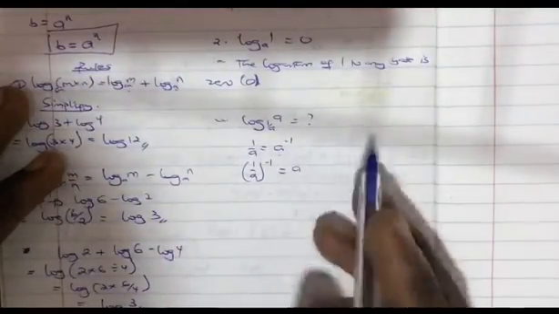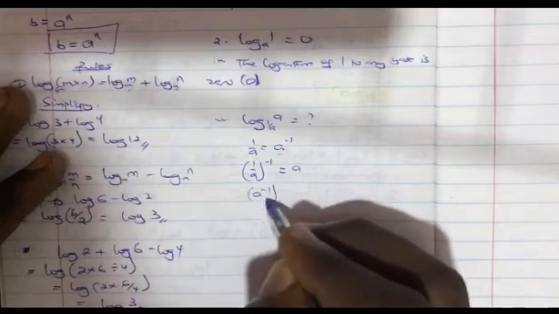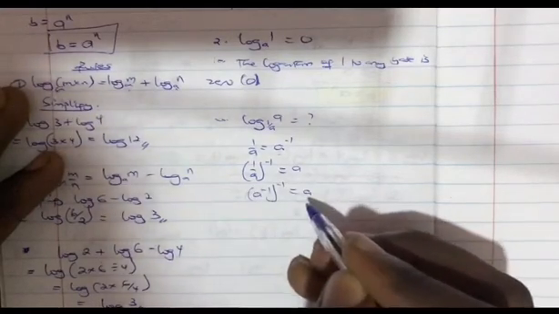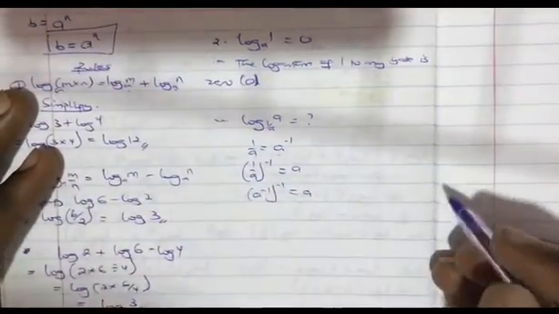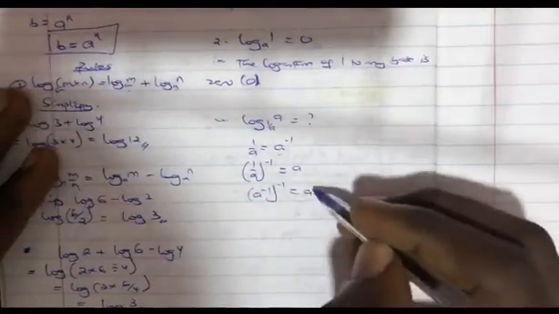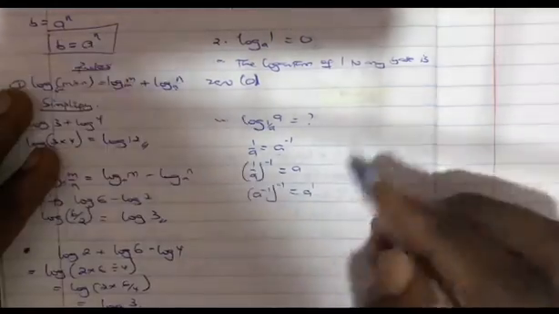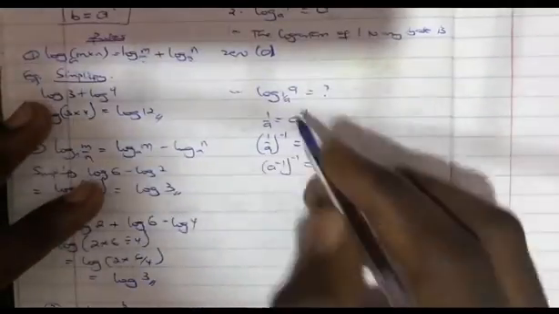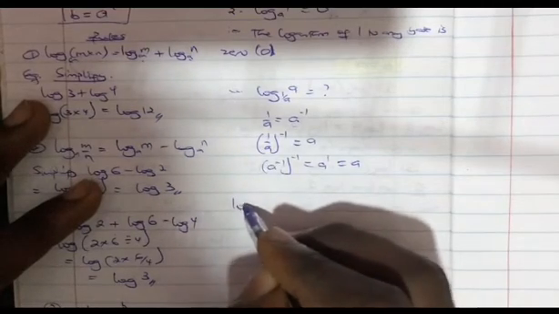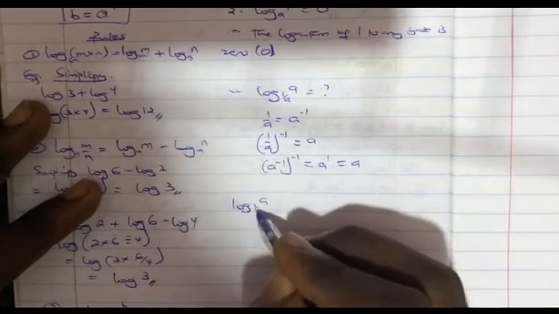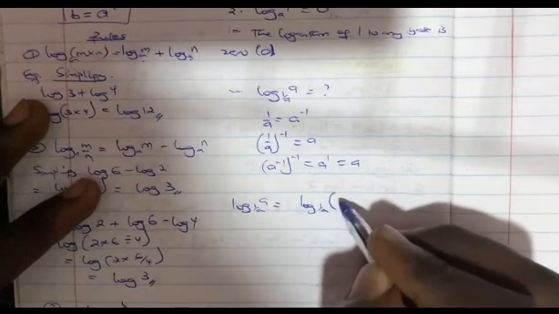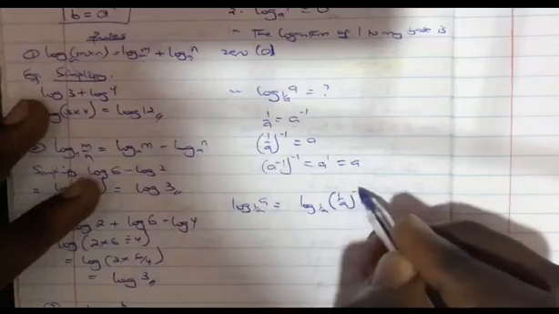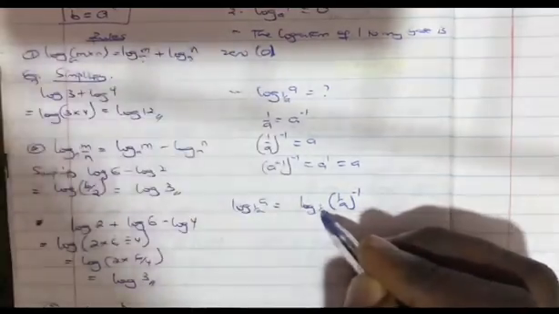Let's see if that is true. We know that 1 over a is the same as a exponent negative 1. So a exponent negative 1, all exponent negative 1, is equal to a, because negative 1 times negative 1 is just 1. So we have our a, and this is equal to a. So we are saying that log of a to the base 1 over a is equal to log of (1 over a) exponent negative 1 to the base 1 over a.